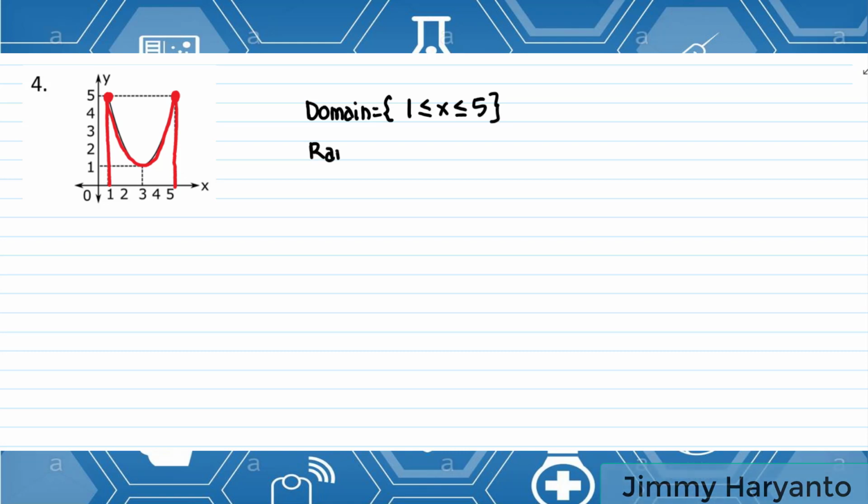Next, the range. The range is set values of y, so you have to focus on y. Yeah, it starts from here, which is y equals 5, and then goes down till y equals 1. Yeah, and then goes up again till y equals 5. Yeah, so you can tell that the range is between 1 and 5. You can say that the range is 1 less than or equal to y less than or equal to 5.